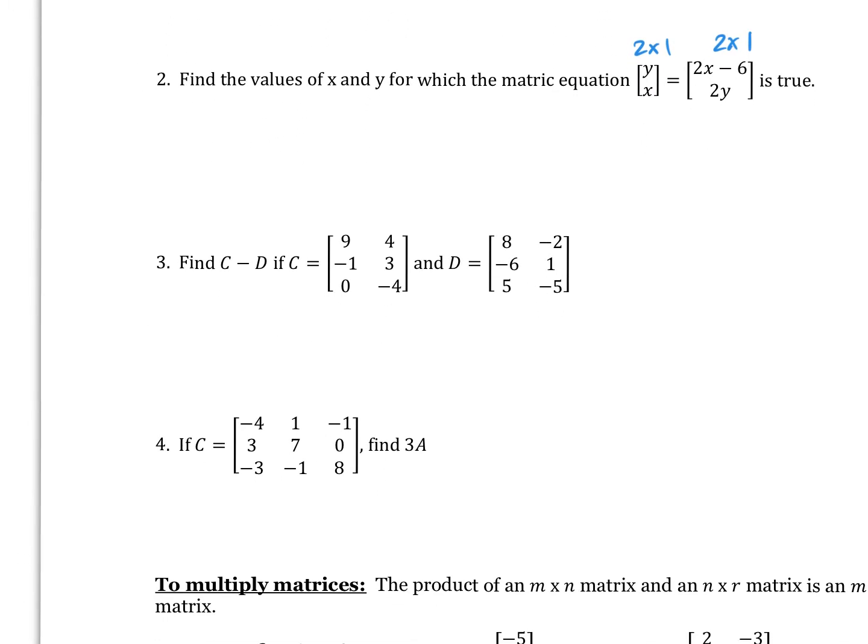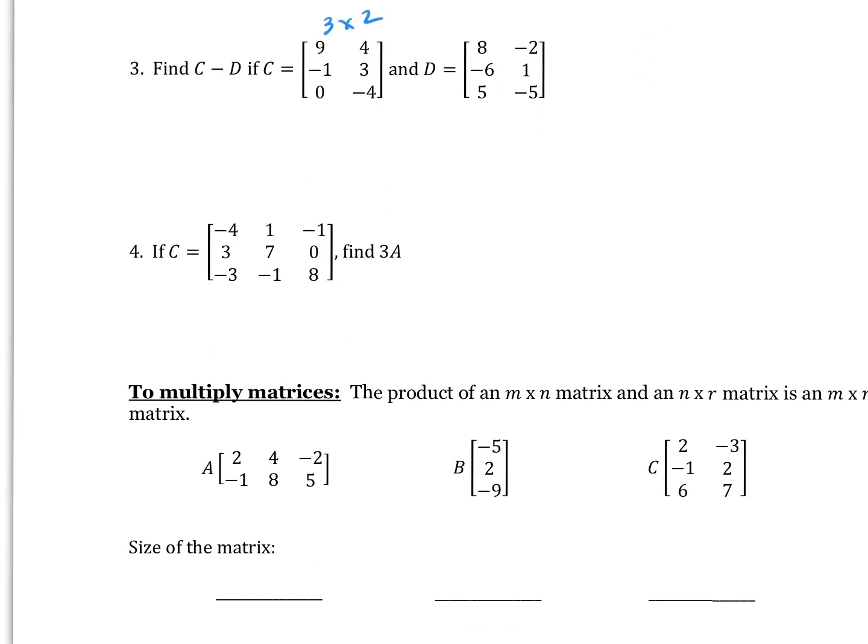Ben Richardson, how many rows do you think in this one? 3. Yeah, how many columns? 2. Good, so that's a 3x2. How about this one, you guys? A 3x3. Is it important to do the rows first? Yes. We got to put the rows first.